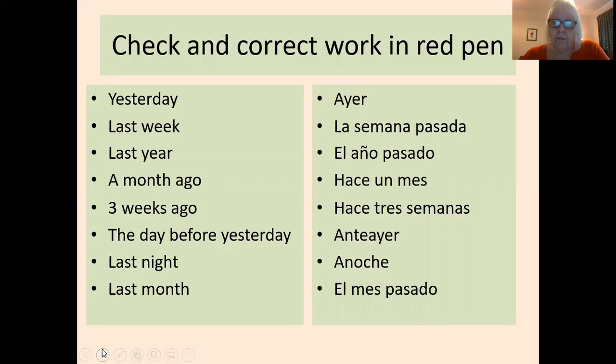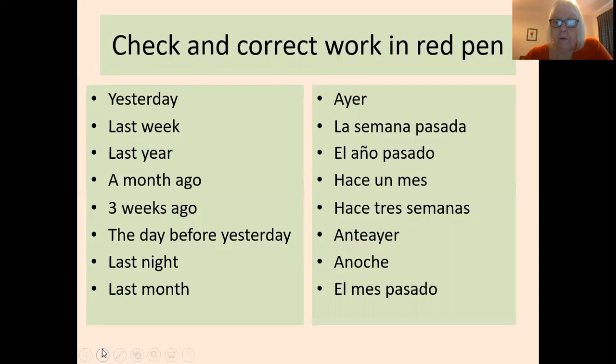Okay, then we got a month ago, hace un mes, and you can adapt that to come up with 3 weeks ago, hace 3 semanas. So hace, in front of a period of time, means ago. So what would 2 days ago be? Write it down. What's 2 days ago? Okay, if you've got hace 2 días, then well done.